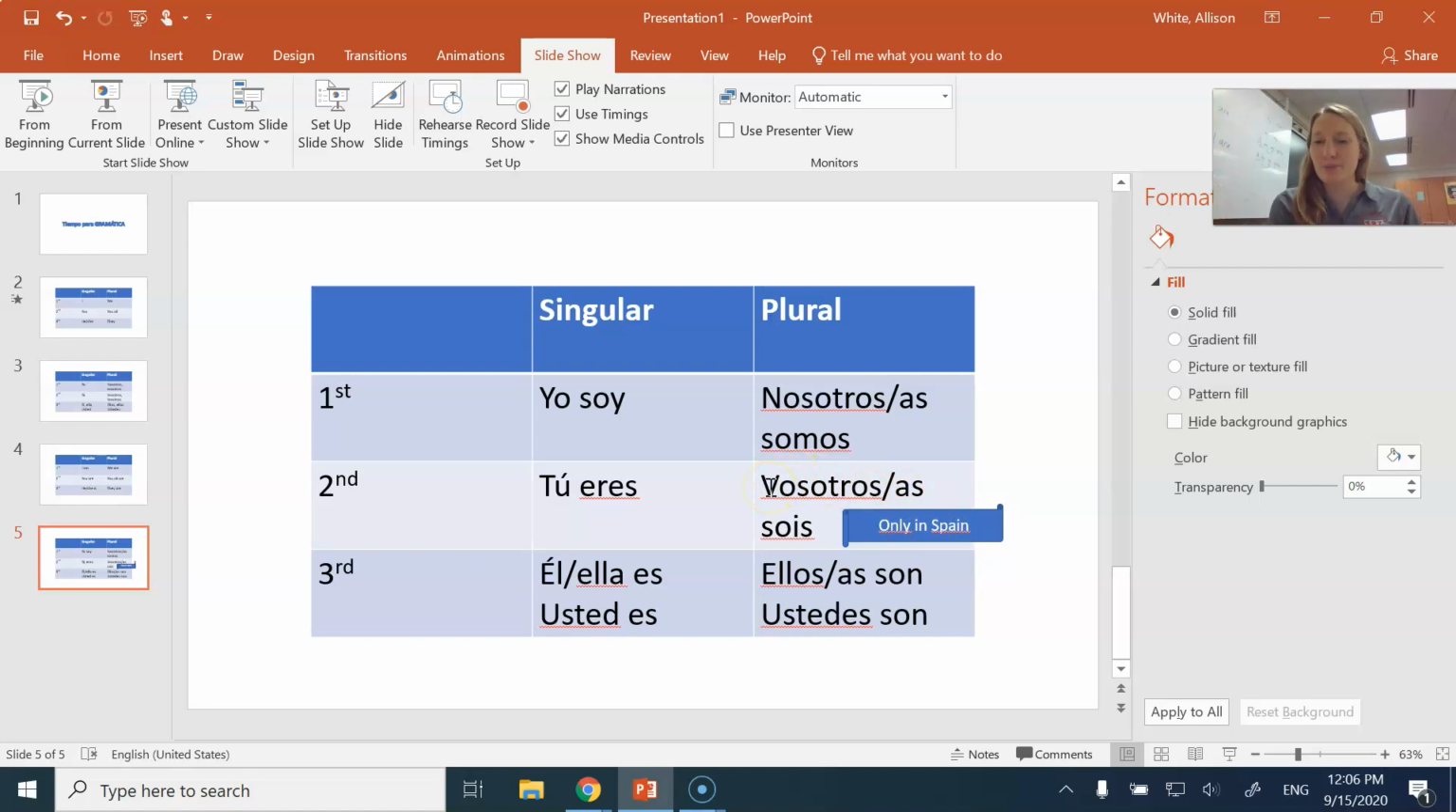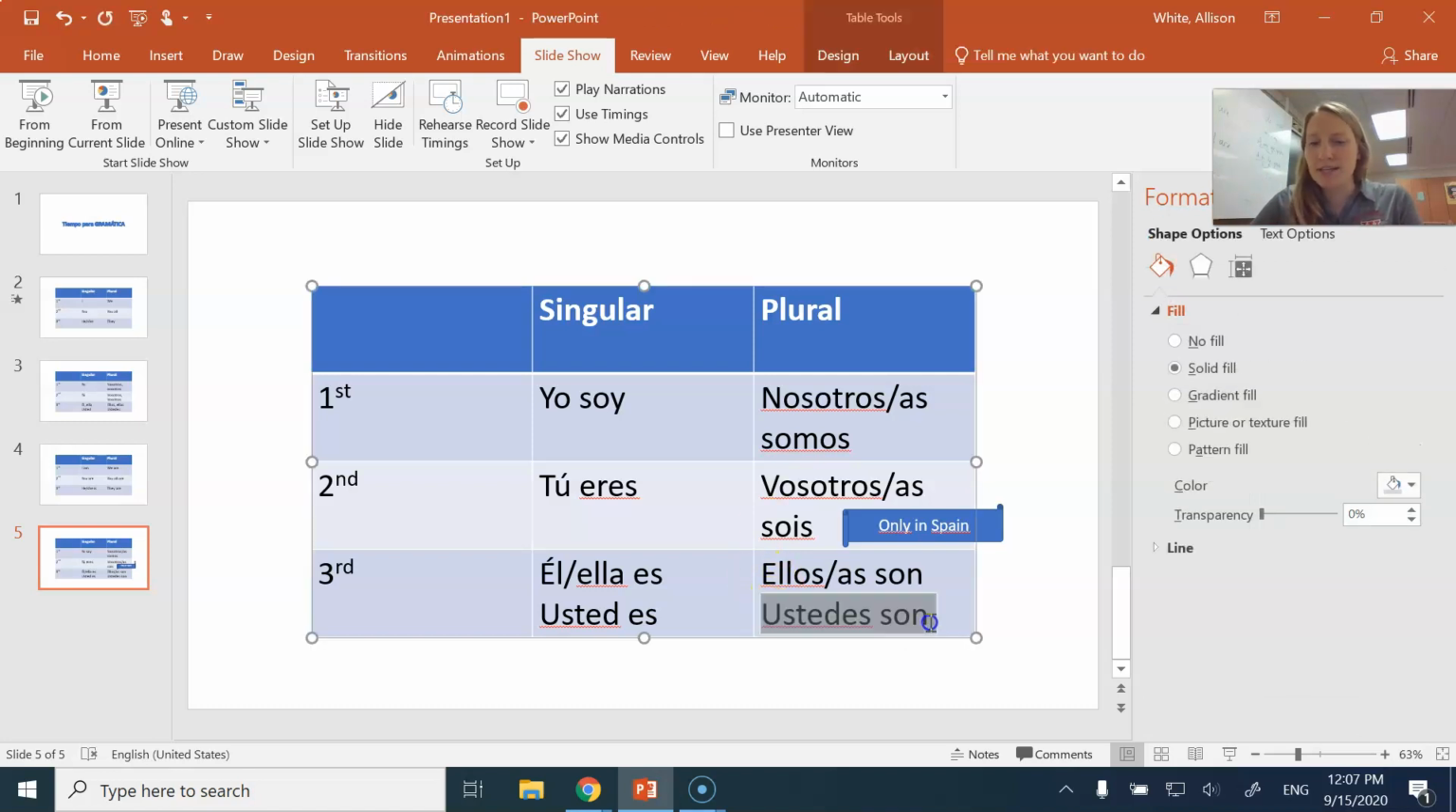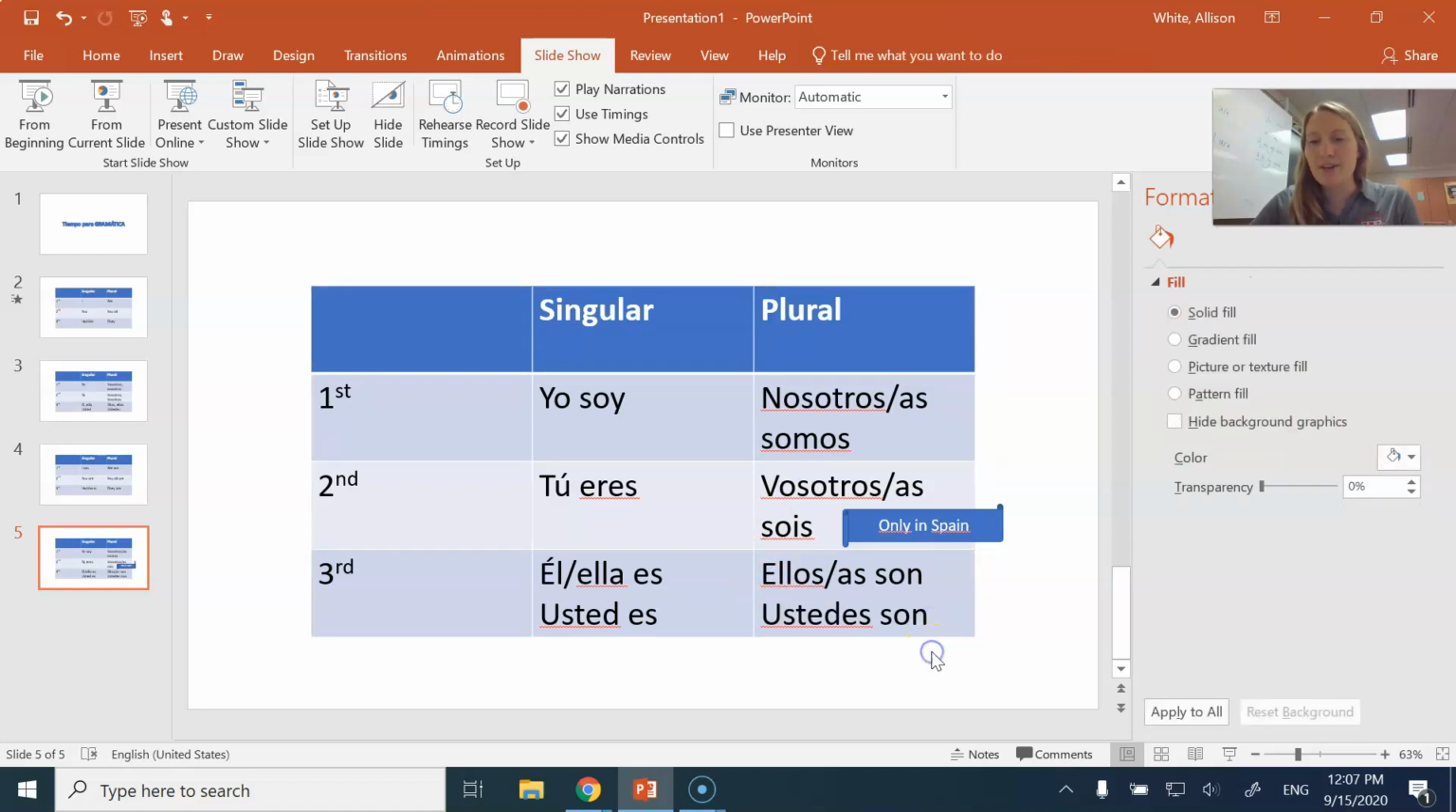So if I'm talking to a bunch of my friends, I'd say, Vosotros sois de España. You are all from Spain. However, if I'm talking to a formal group of people, maybe I don't know them well, in Spain I would say, Ustedes son de España. However, if I'm in Latin America, I don't even use vosotros at all. And so I only have to worry about these 5 boxes. I'll just always use ustedes to refer to you all if it's formal or informal. I just always use ustedes and son.